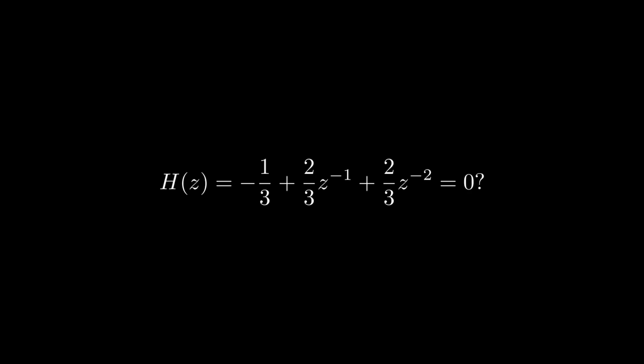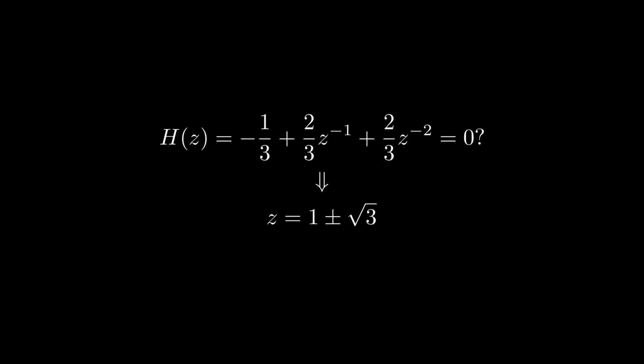If you've made it this far, congrats! There is just one more tool that you should learn to effectively design filters at the Z-transform level. Let's again consider our example transfer function H(z). What if I wanted to know what Z values result in a transfer function output of 0? In this case, we can do basic algebra to get that H(z) is 0 when z equals 1 plus or minus the square root of 3.